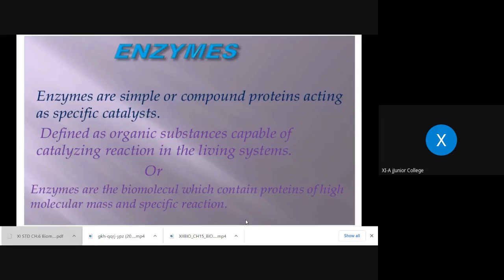Okay. Now, enzymes, the next and last part of this chapter, the last biomolecule which we are going to discuss: enzymes are simple or compound proteins acting as specific catalysts. There are different definitions, but the meaning will be the same. They are defined as organic substances capable of catalyzing reactions in living systems, or enzymes are biomolecules which contain proteins of high molecular mass and specific reactions.